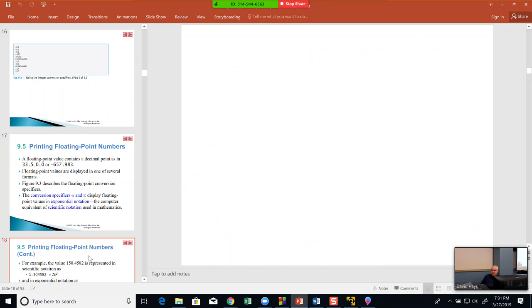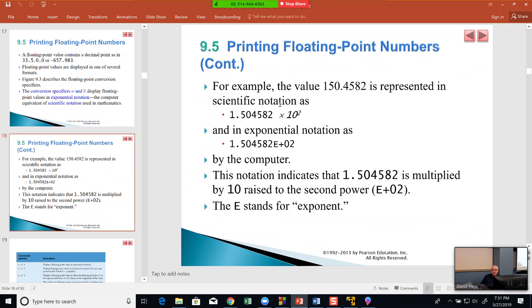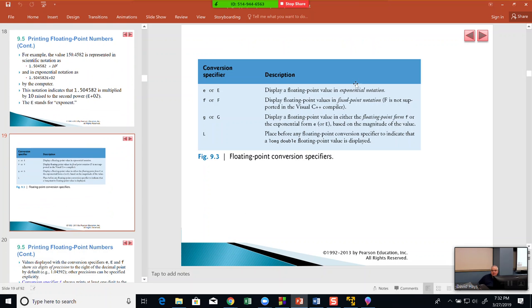Let's see if it says anything about 6. It's represented this way. Scientific notation is this way. E stands for exponent. Fixed point, F is not supported in the Visual C++ compiler. Let's try G.